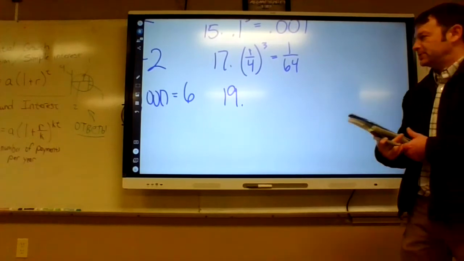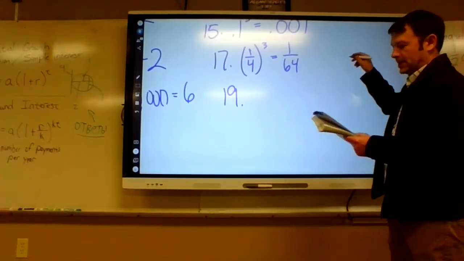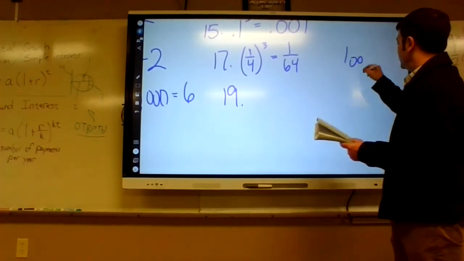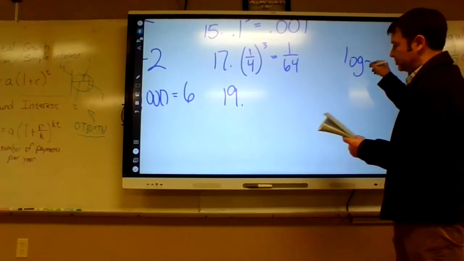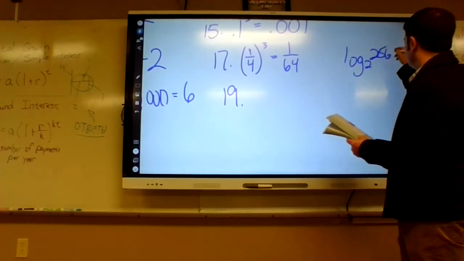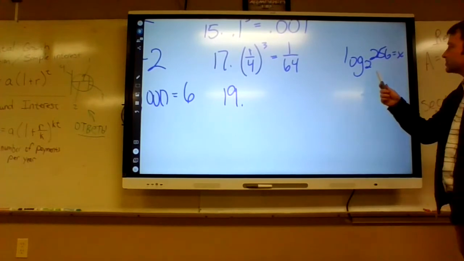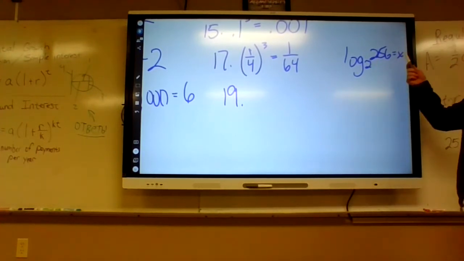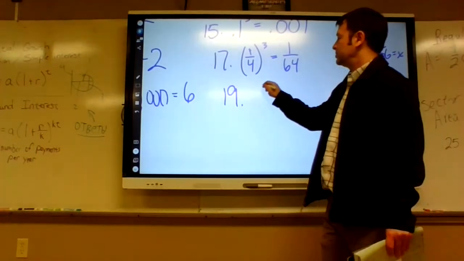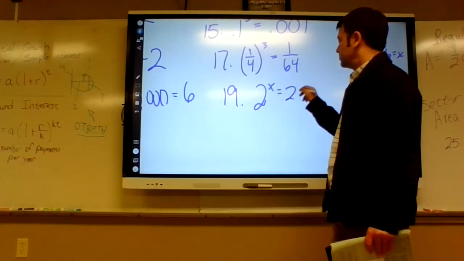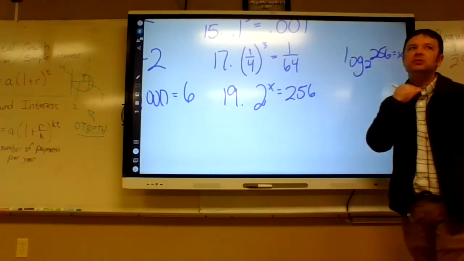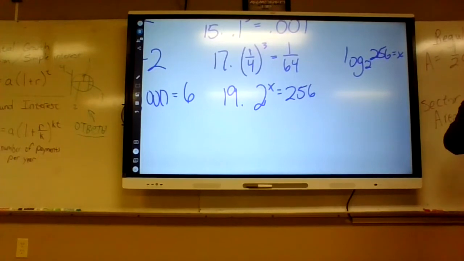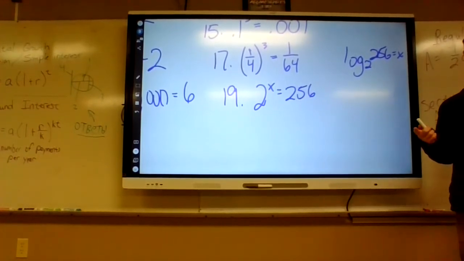Oh, yeah, I see what you're saying. Sorry, my bad. It's a little bit different. So it's log base 2 of 256, and you could say it's equal to x. That's the unknown. So it's 2 to the x equals 256. 2 to the what equals 256? If you plug in 2 to the 8th, it should work.